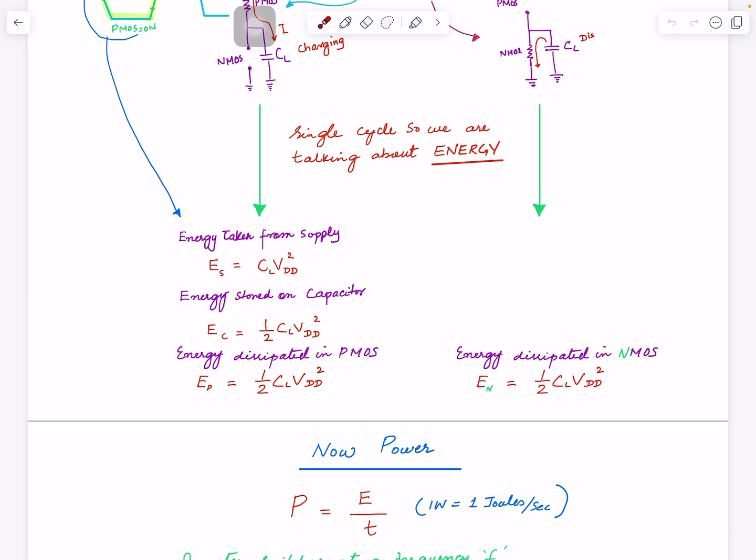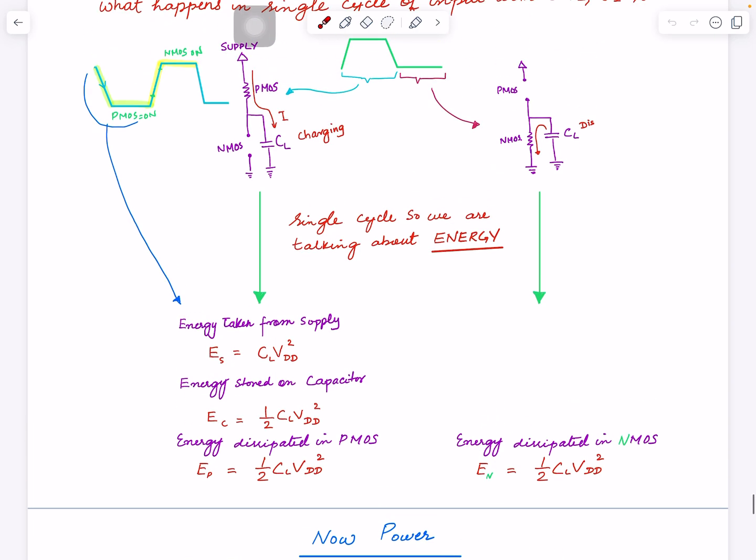Okay, so in the last video I just showed this one, that is the energy taken from the supply in a transition which involves going 0 to 1 and 1 to 0. During when the PMOS conducts, you are charging this capacitor. So this is the energy supplied by the supply voltage, which is connected here when PMOS is on. And this is how much energy is stored on that capacitor, so it's CL VDD squared over 2. This is how much is stored.